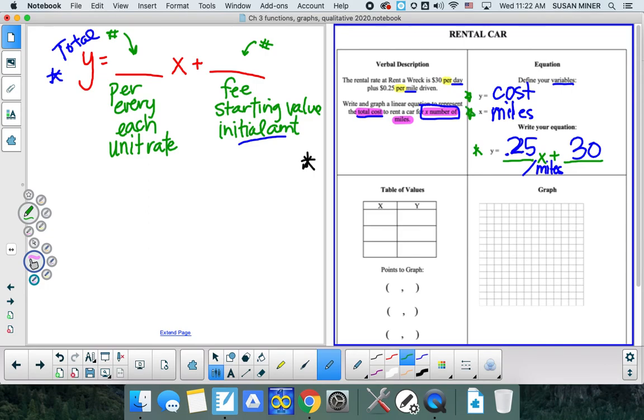Where is my X on a graph? My X is my X axis. So this is going to be miles on my X axis. X is going to be miles. And my Y-axis then is going to be total cost. So I get my graph labeled so I know what I'm graphing.